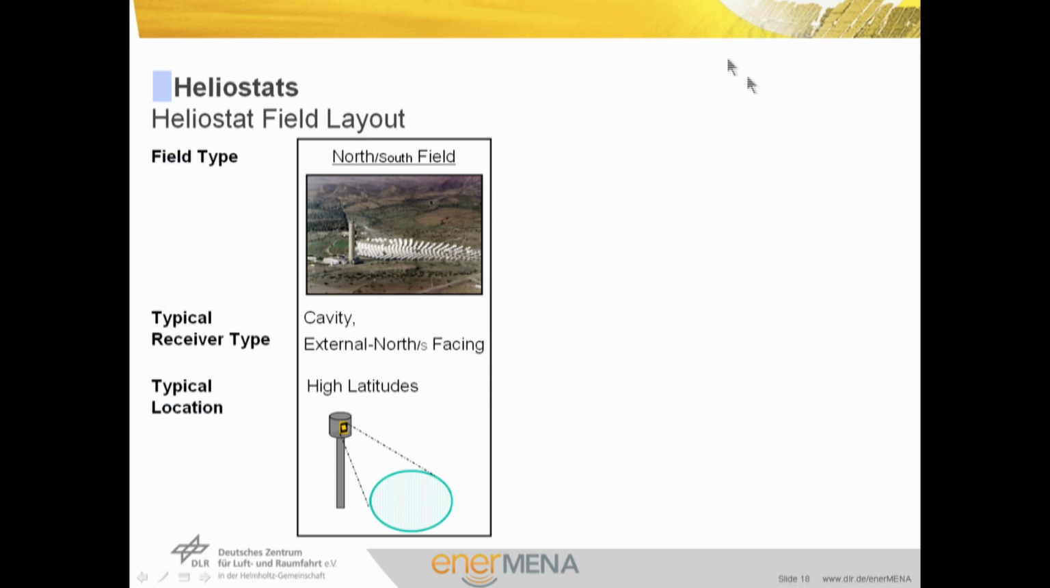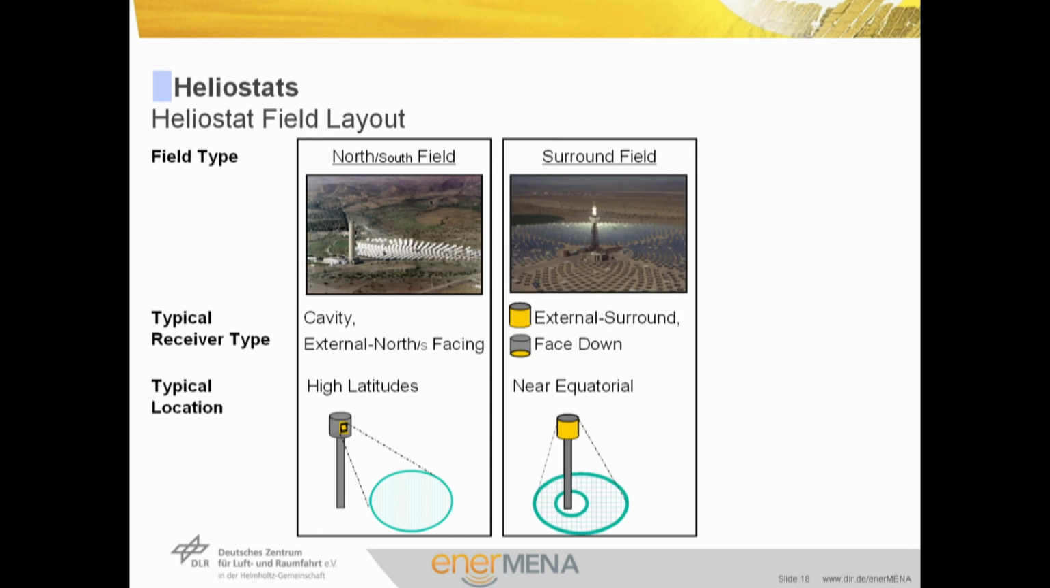This slide shows the different heliostat field layouts. For example, here in this photo we see a north field, like in Spain at the Plataforma Solar de Almería. Usually this kind of field is used in high latitudes, like in Spain, and typical receiver types are cavity receivers or external north-facing receivers. For the southern hemisphere, you should replace north by south. If we go further to the equator, the north or south fields get bigger and we usually get surround fields. Also, if you want to use external surround receivers or downward-facing receivers, usually we have surround fields.